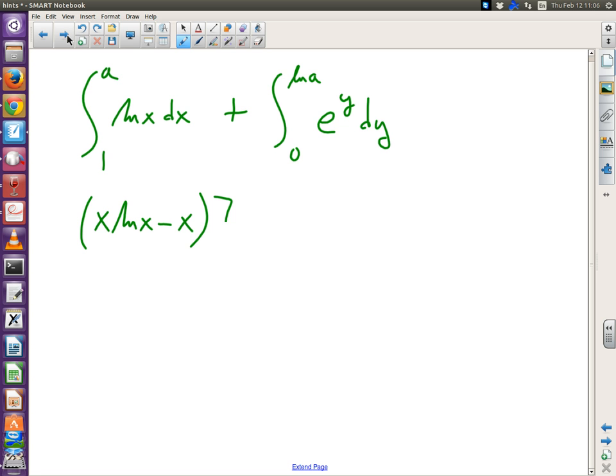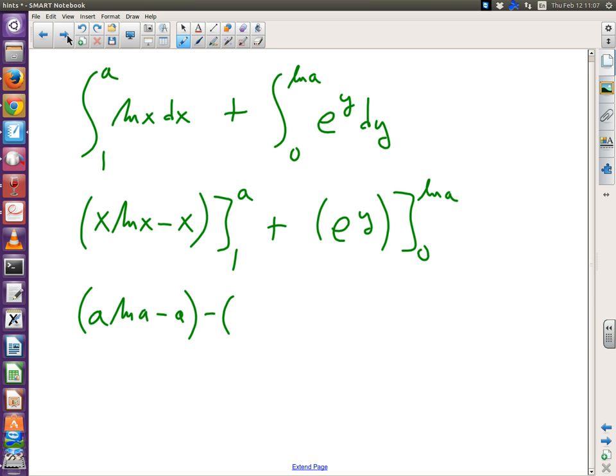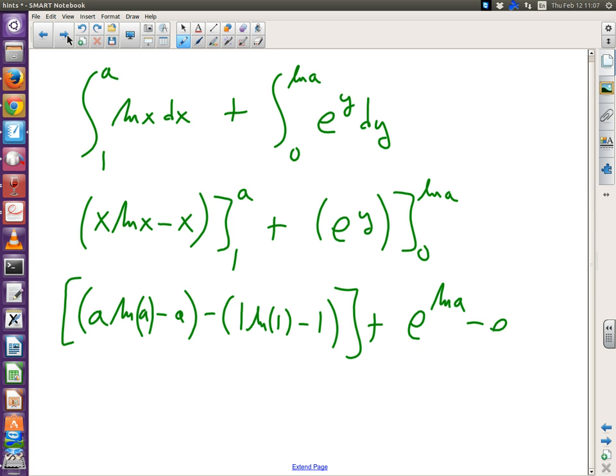All right, so we're going to plug in a and 1, right? Then we're going to add on the antiderivative here, which is e to the y, right? So we're going to plug in 0 and ln a. Let's see if we get the same answer, which was a ln a. Plug in a, plug in 1 and subtract, fundamental theorem of calculus, part 1. All right, that whole thing we're going to add to the e to the y area. So you get e to the ln of a minus e to the 0.